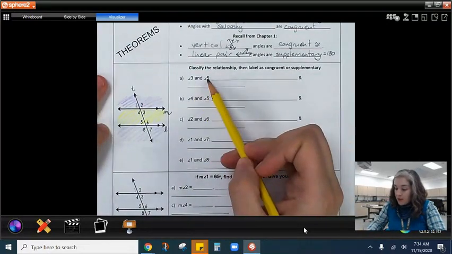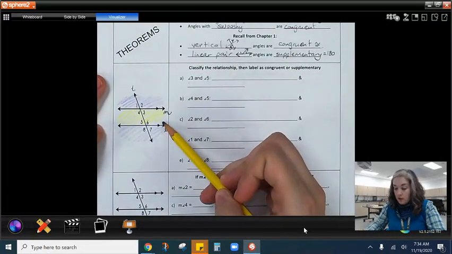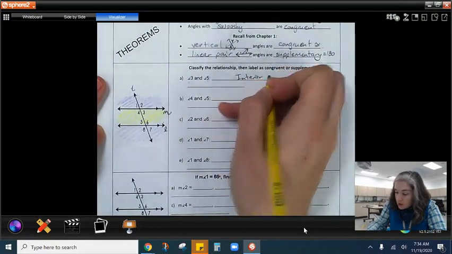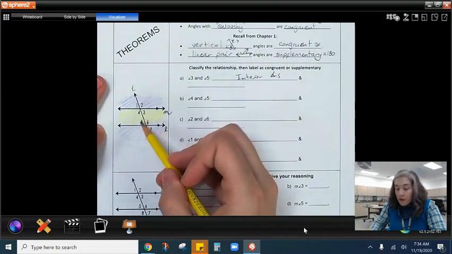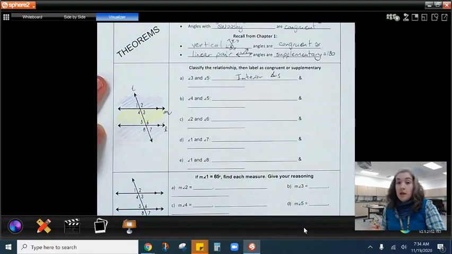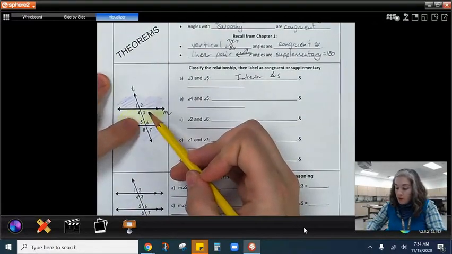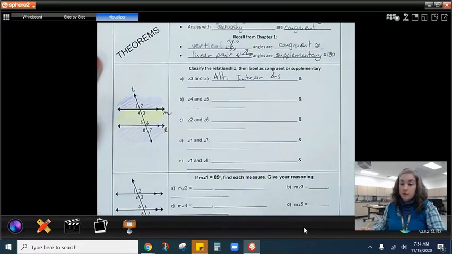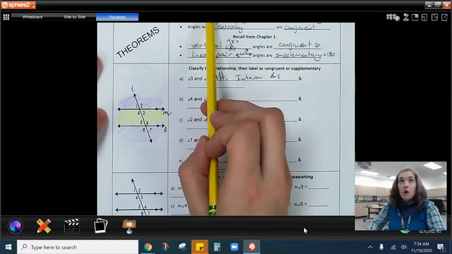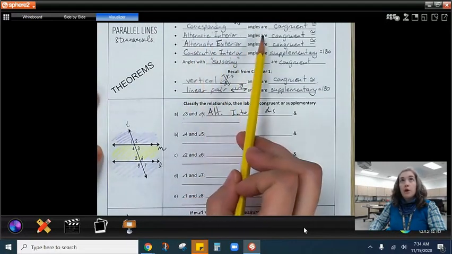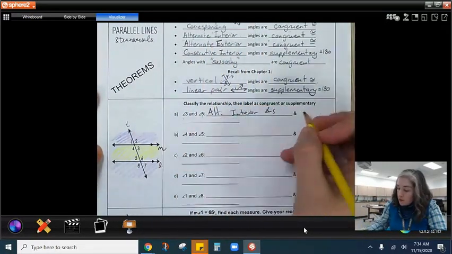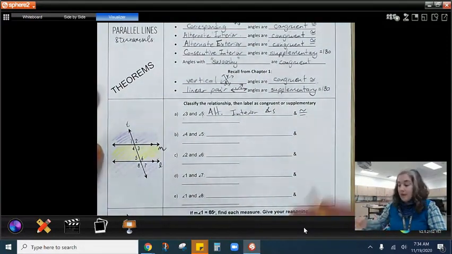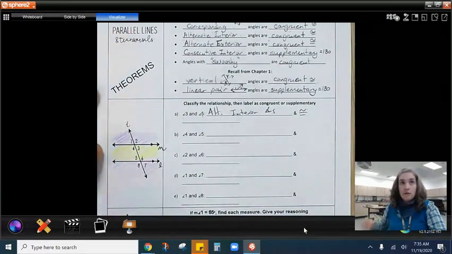So we're going to take a look at 3 and 5. Well, my yellow represents interior, so 3 and 5 are in the interior. So I know that they are going to be interior angles. Are they on the same side, consecutive, or are they on opposite sides, alternate? Well, one's on the left, one's on the right, opposite. So these are alternate interior angles, and alternate interior angles are congruent. This symbol, the tilde over the equal sign, means congruent in geometry.